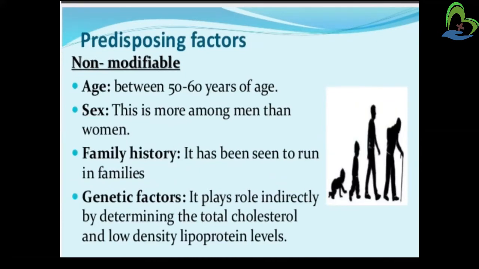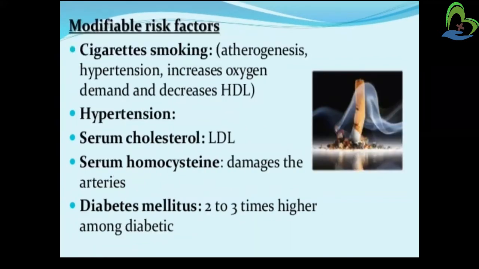Then what are the predisposing factors of coronary artery disease? Predisposing factors means the risk factors. Predisposing factors are mainly classified into two categories: non-modifiable and modifiable. First we will see the non-modifiable. It means we cannot modify those factors, like age, sex, family history, or genetic factors. And the second is the modifiable factors.